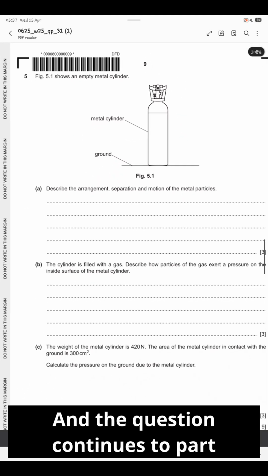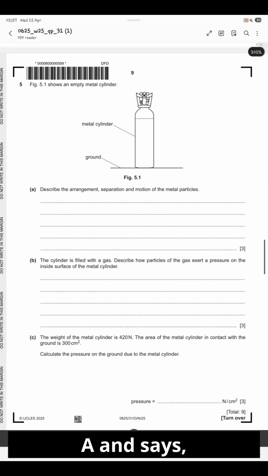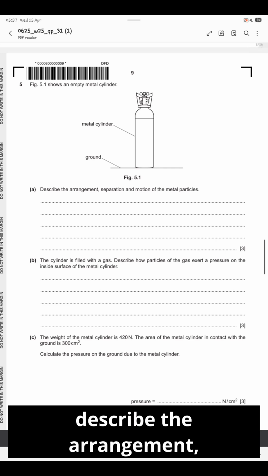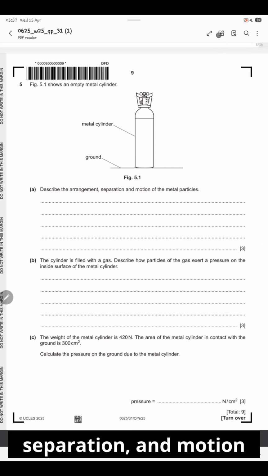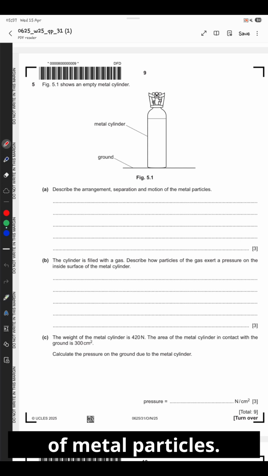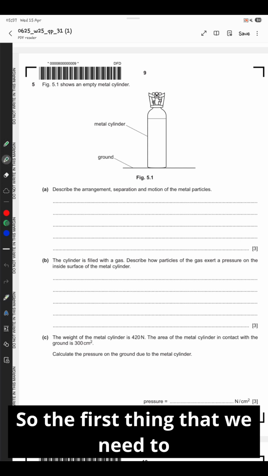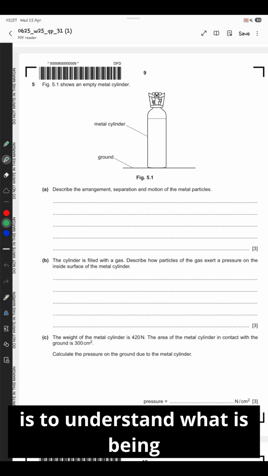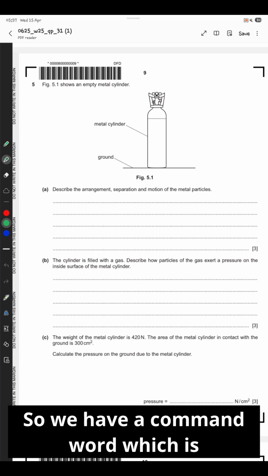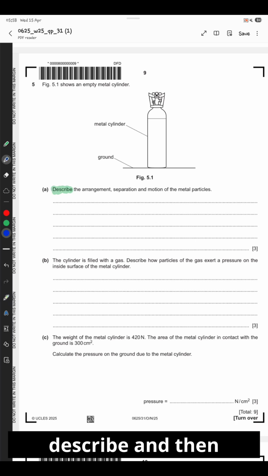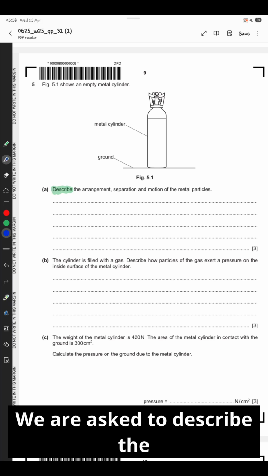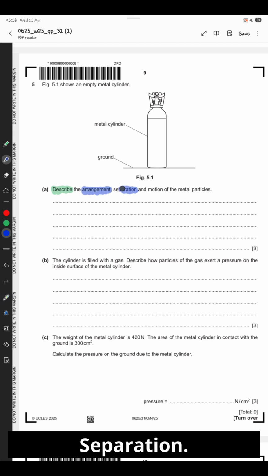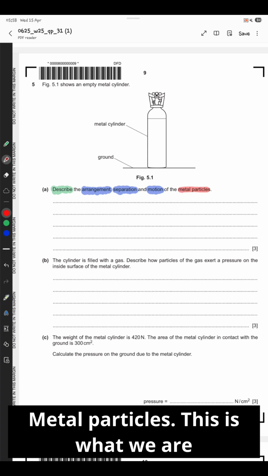And the question continues to part A and says, describe the arrangement, separation, and motion of metal particles. So the first thing that we need to do is to understand what is being asked of us. We have a command word, which is describe, and then we are asked to describe the arrangement, separation, and motion of metal particles. This is what we are asked to do.